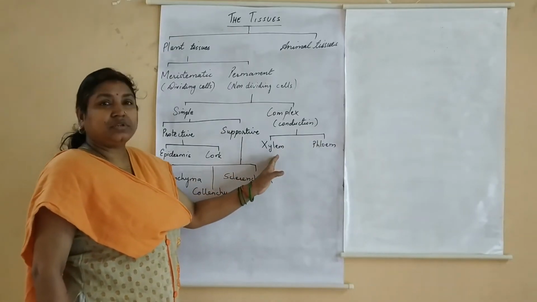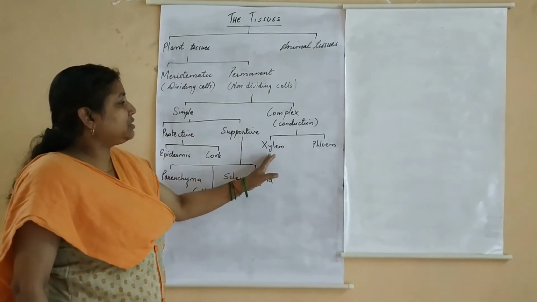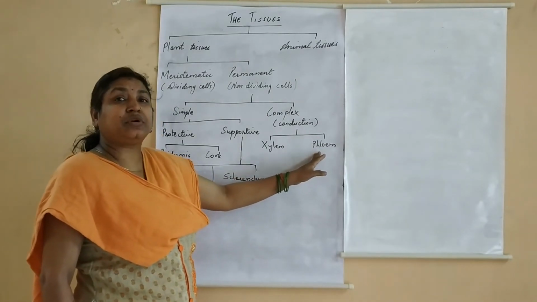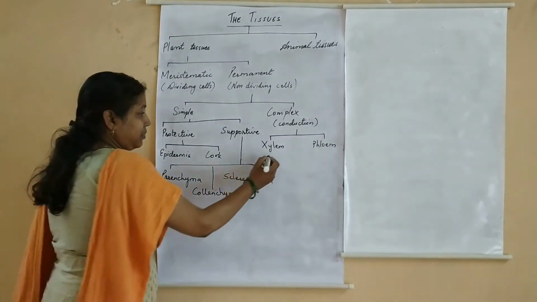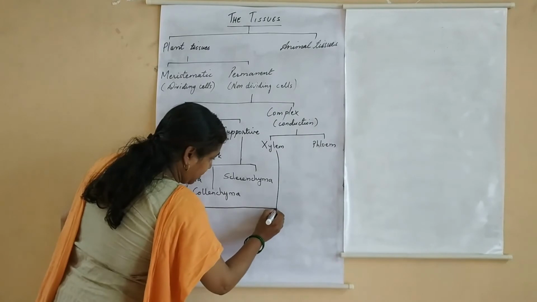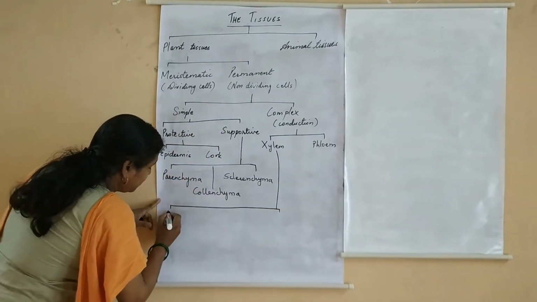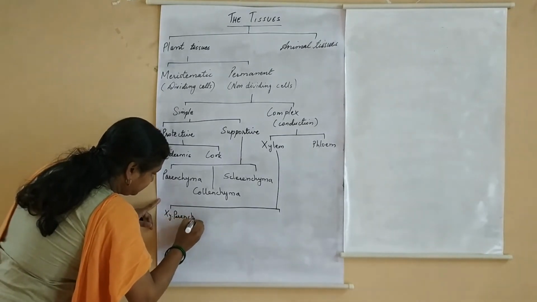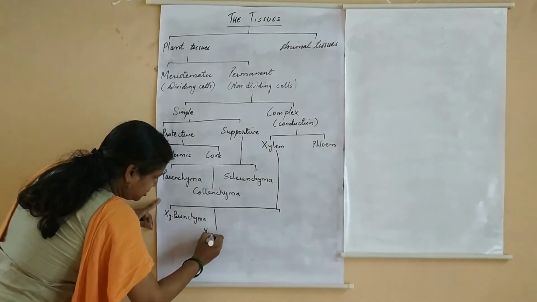Now coming to xylem and phloem. As earlier said, xylem and phloem constitute a vascular bundle and they are made up of different types of cells. So what are those different types of cells? Let's see. They are made up of 5 types of cells. First is your xylem parenchyma. Xylem tracheids.